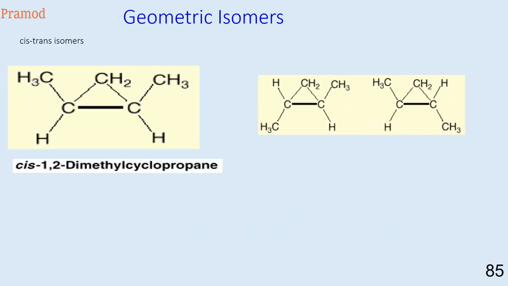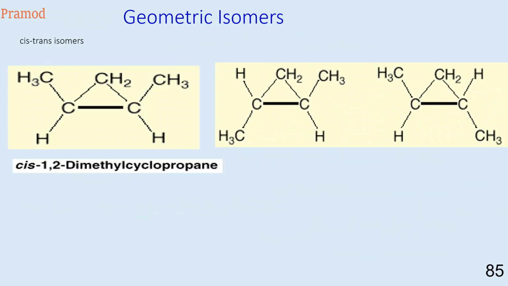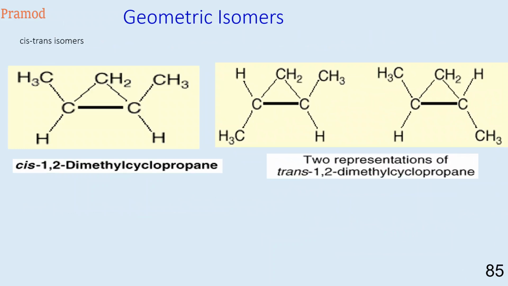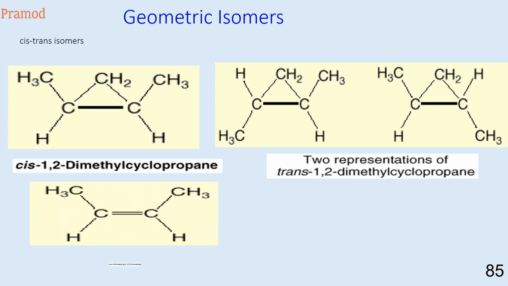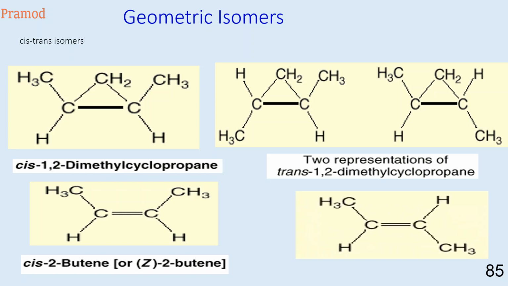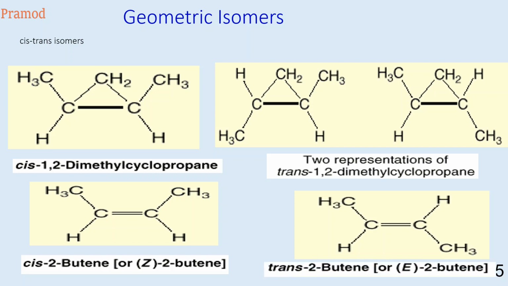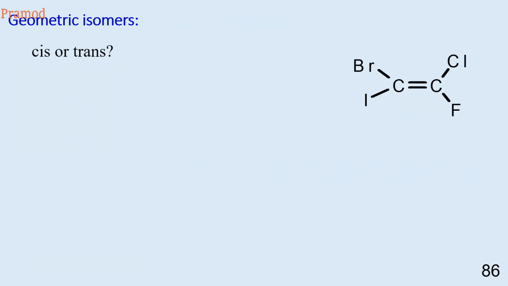In cyclic isomerism, we explain cis and trans. If the groups are on the same plane, it is called cis. If they are on the opposite side, it is known as trans isomers. In case of a double bond, like cis-2-butene or Z, when the two groups, or the high priority groups, are on the same side, it is known as cis or Z isomer. And if the two groups are on the opposite side, it is known as trans or E isomer. So this is geometric isomerism.